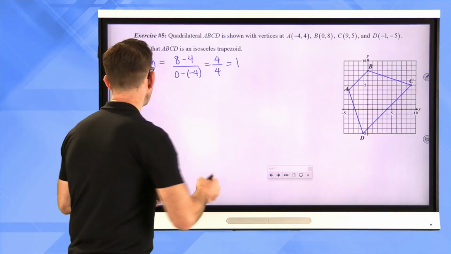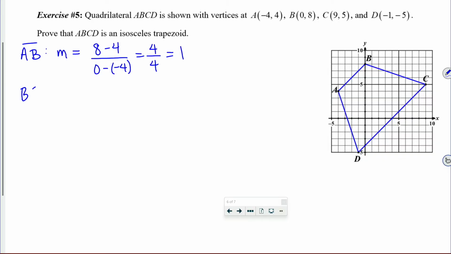All right, here we go. So now, for BC, my slope is going to be 5 minus 8, all divided by 9 minus 0. That's going to be -3/9, which is -1/3. Let's now do CD.